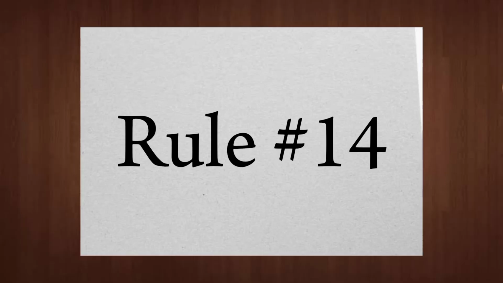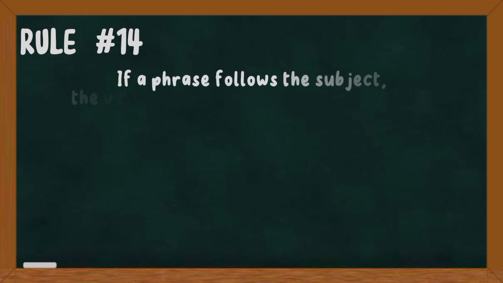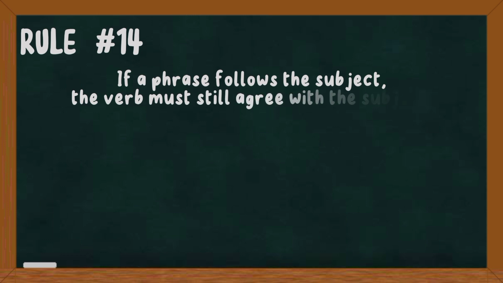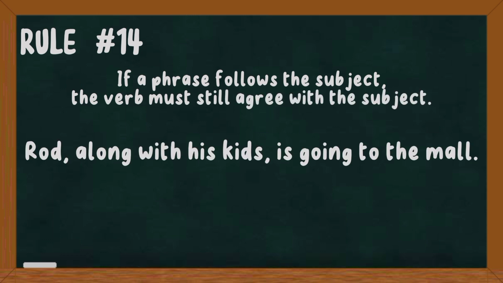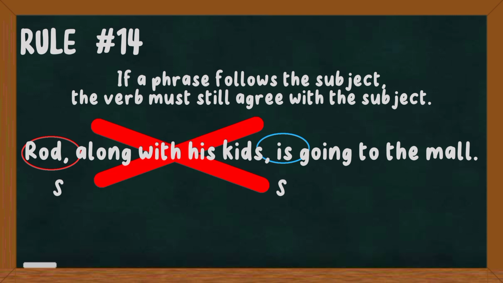And rule number 14, if a phrase follows the subject, the verb still agrees with the subject, not the phrase. Like, Rod, along with his kids, is going to the mall. The main subject here is Rod. For that reason, the verb used is in singular form since Rod is a singular being. We should ignore the phrase in front of it.